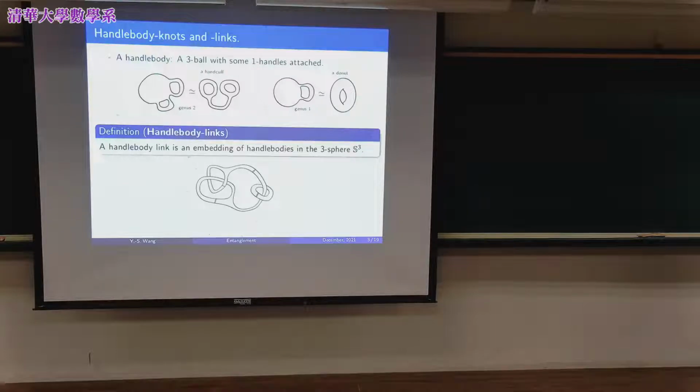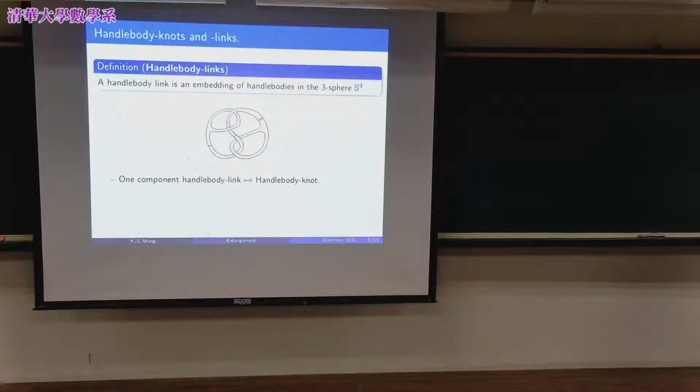So this is an example. This is a handle-body link. It has 2 components. One is of genus 2 because there are 2 handles, and the other is of genus 1. And if you just have 1 component, we also call it a handle-body knot, and this is an example. So you just have 1 component, and it's knotted. It's embedded in a 3-sphere in a knotted way.